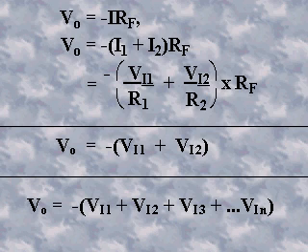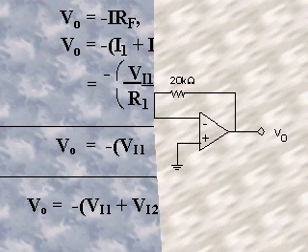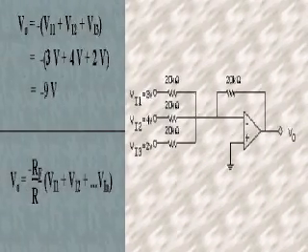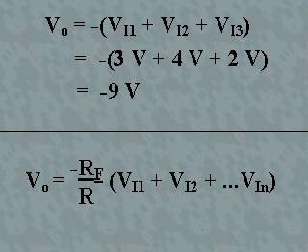For n inputs, where all resistors are of equal value, the output voltage is equal to the sum of all the input voltages. As an example, determine the output voltage in the figure now shown. Since the output voltage is equal to the sum of all the input voltages, the output voltage is equal to minus the sum of 3 plus 4 plus 2, or minus 9 volts.